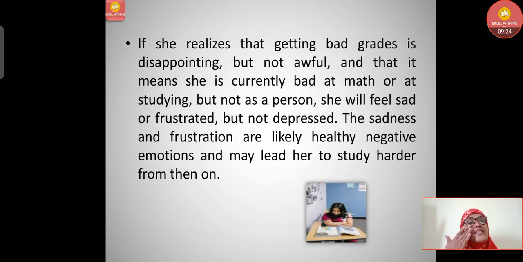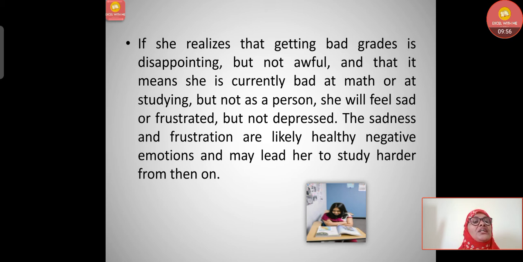If she realizes that getting bad grades is disappointing but not awful, and that it means she is currently bad at math or at studying but not as a person, she will feel sad or frustrated but not depressed. Getting frustrated and feeling sad is okay, but going into depression is not at all good. So the sadness and frustration are likely healthy negative emotions and may lead her to study harder from then on.